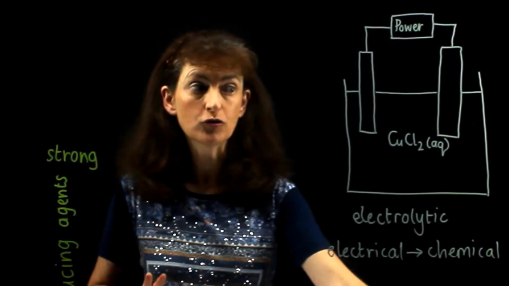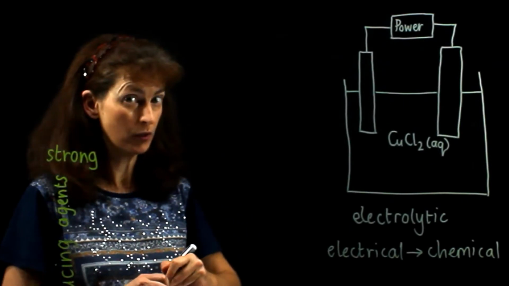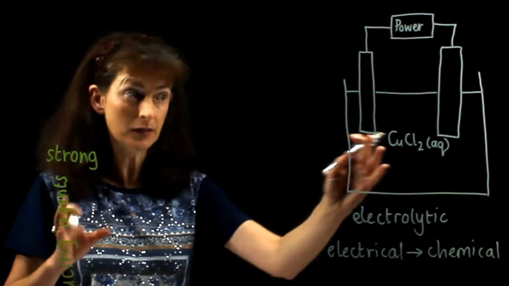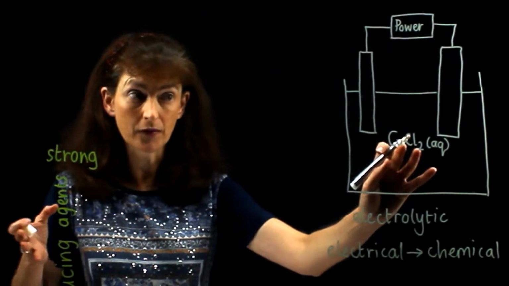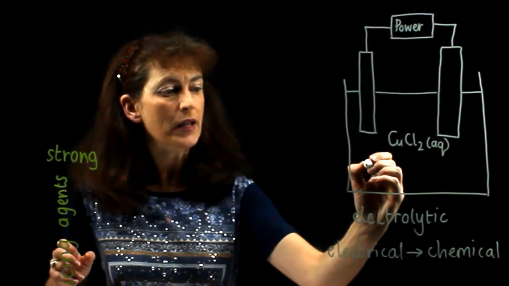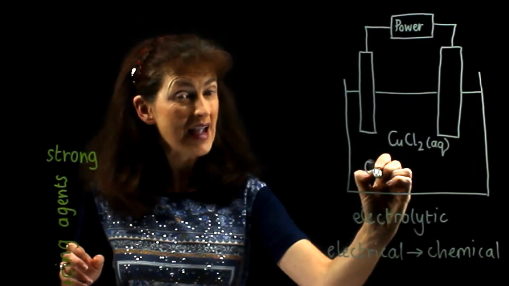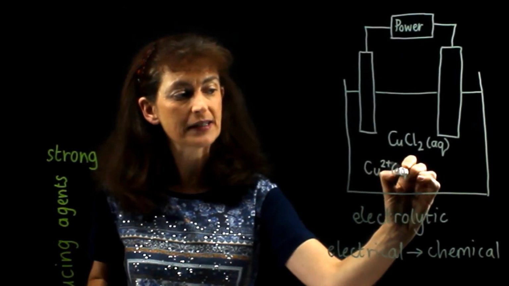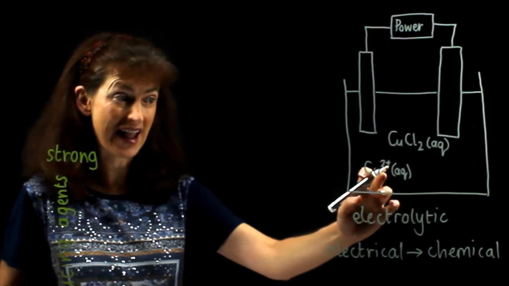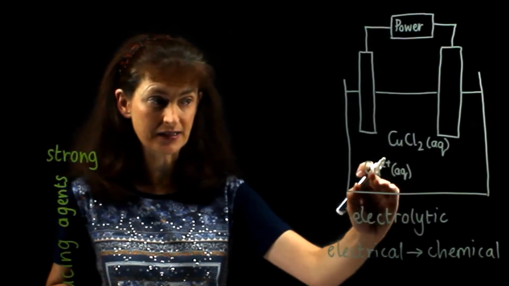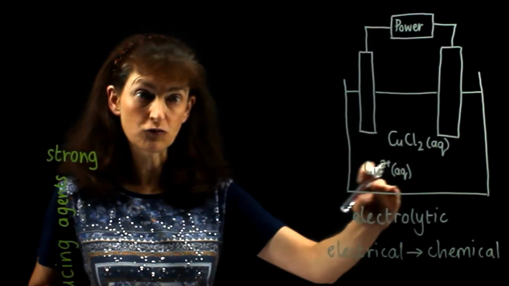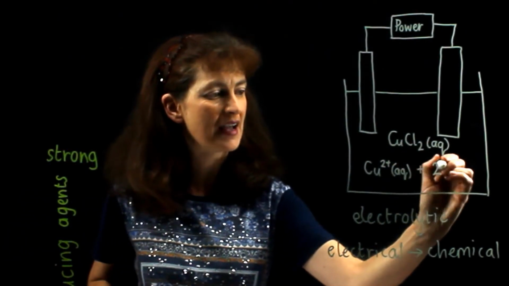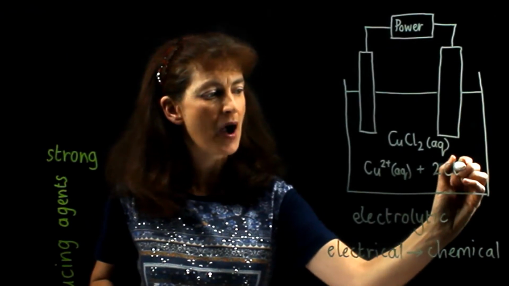So here we do not have Cl2, elemental diatomic chlorine. Neither do we have copper, the metal. Instead, we have copper ions, which are hydrated. This is a concentrated solution, but a solution nevertheless. And that aqueous means that the copper ions are surrounded by water. And we have chloride ions, Cl-.